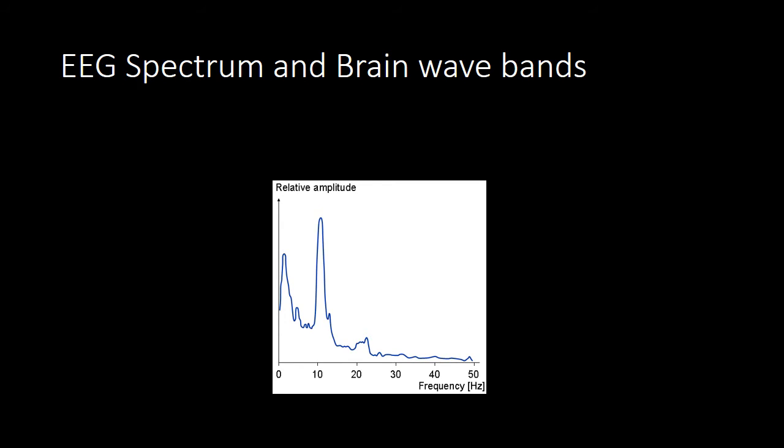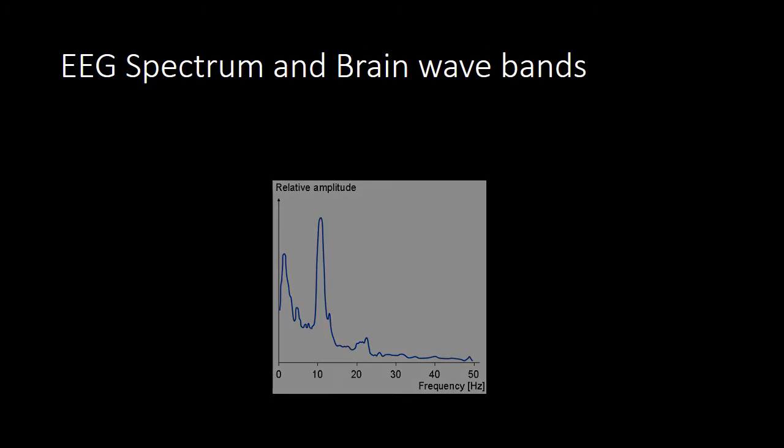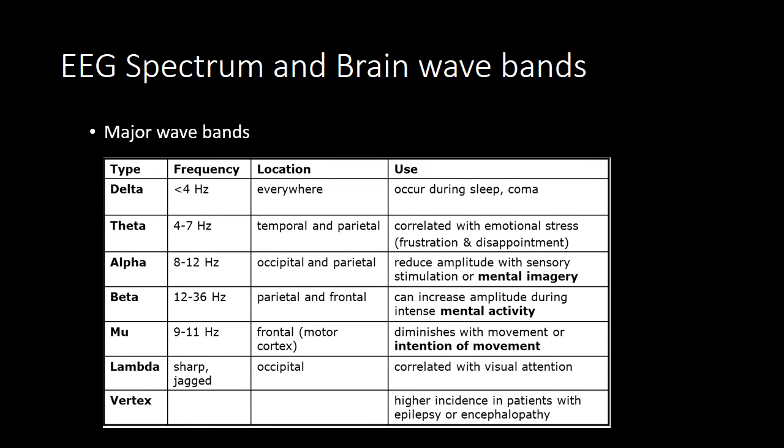If we look at the frequency spectrum of normal EEG, we will see that the bandwidth of EEG is about 50 Hz. Furthermore, this bandwidth is divided into more commonly observed frequency bands as shown. For example, if we take the EEG measurement of a person sleeping, we will see that most of its frequency content will be less than 4 Hz, which is the delta band. Likewise, we have theta, alpha, beta, mu, lambda, and vertex bands. Please note that mu waves diminish with the movement or the intention of movement. So these can be used for control applications, which we will see later.